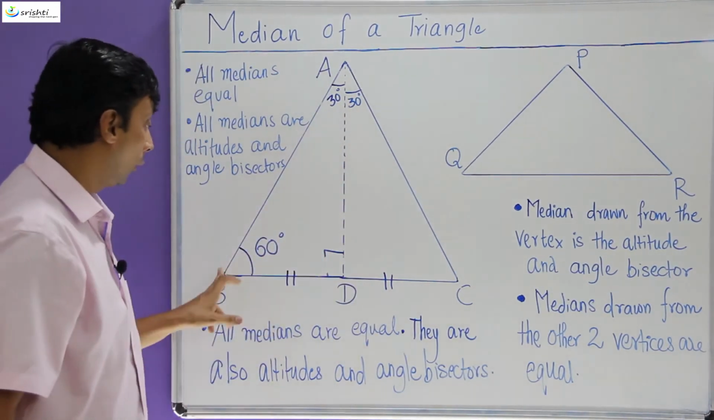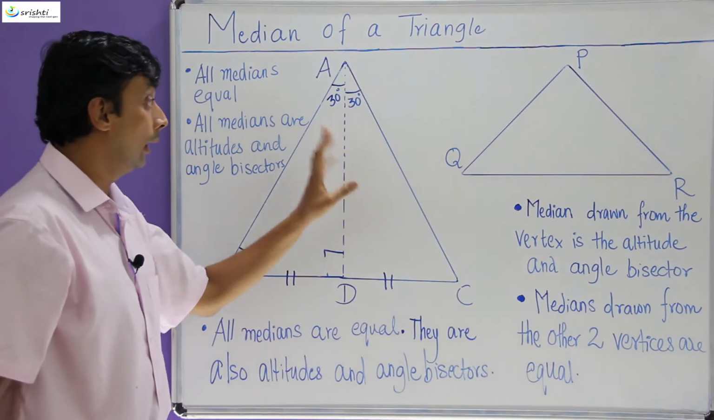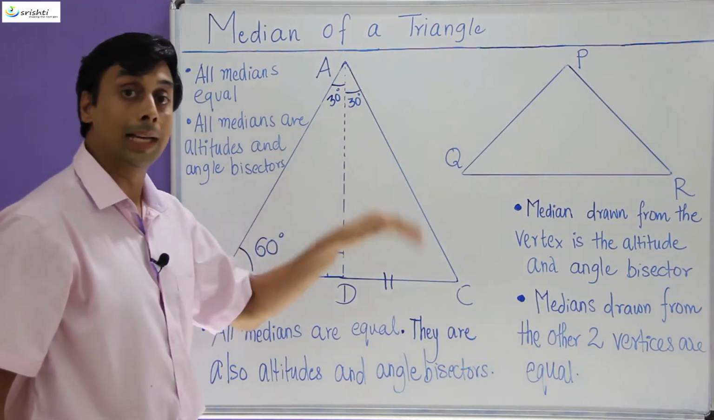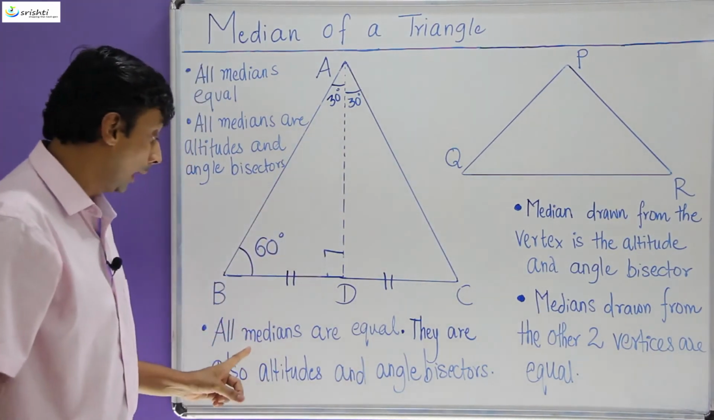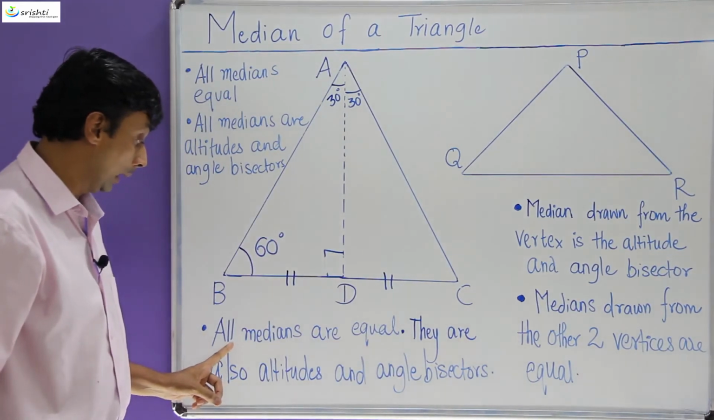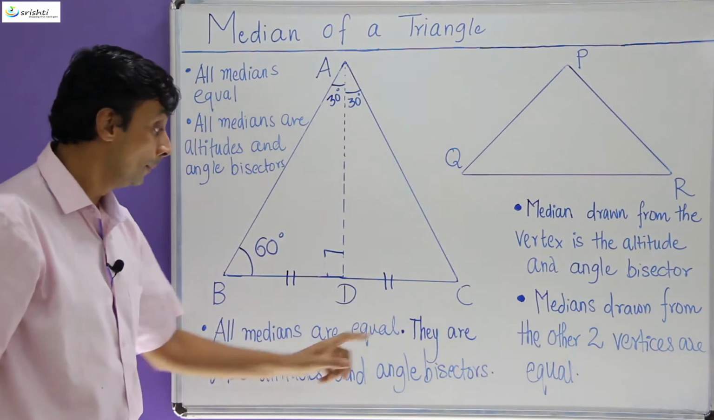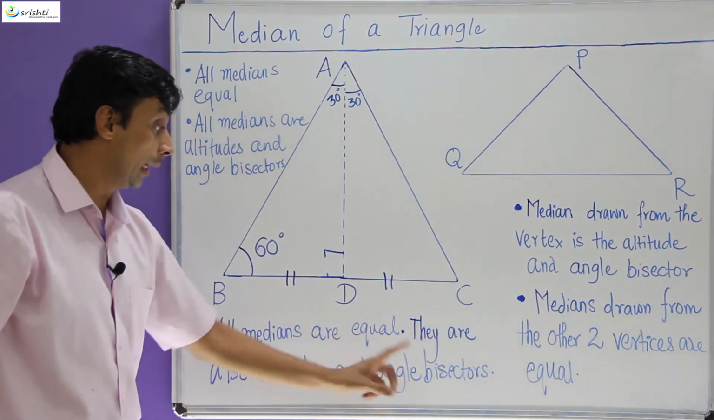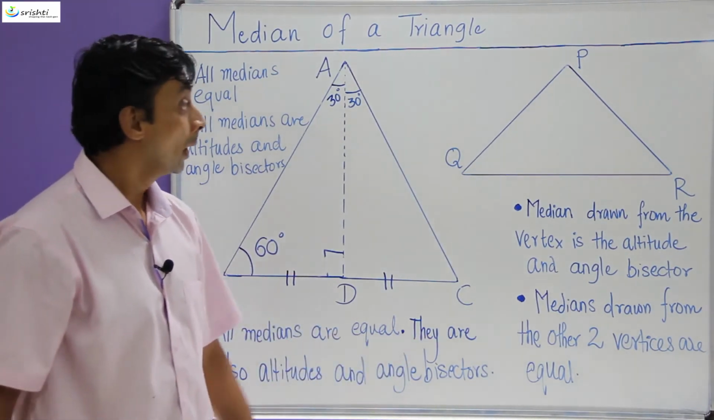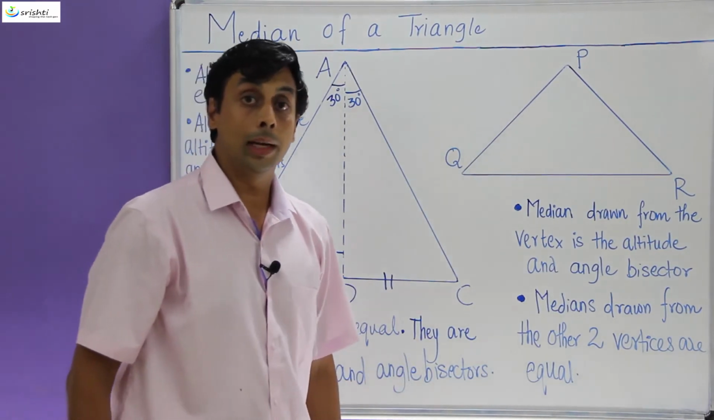So it doesn't matter from which vertex you draw the median, it is also going to be the angle bisector as well as the altitude. So equilateral triangles have this special property that all medians are equal. So all medians are equal in an equilateral triangle. They are also the altitudes and the angle bisectors. Now let's see what happens when it comes to an isosceles triangle.